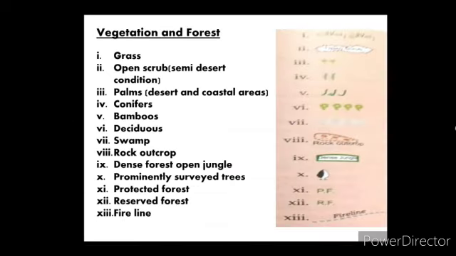So the next slide is on vegetation and forest. Generally the signs that will be shown over here will be green in color, because we have already read that for vegetation we use green color. And you can see the symbols also, like in the protected forest and reserved forest, PF and RF is written over there.